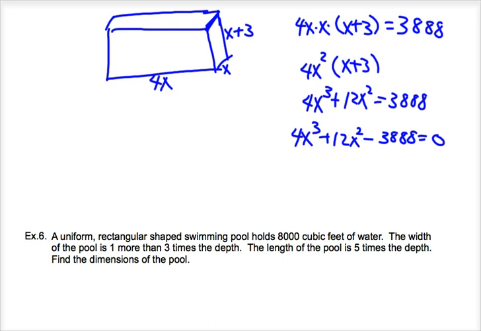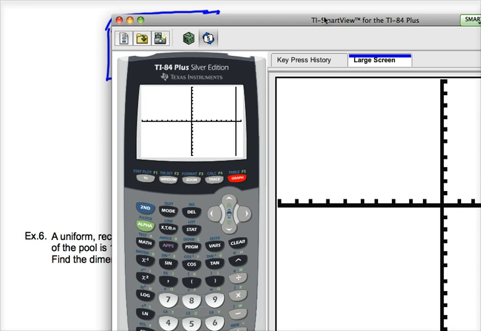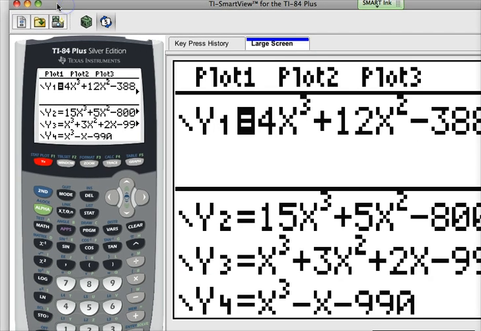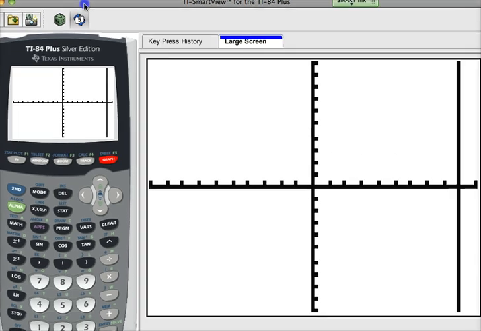How am I going to find that? I'm going to go to my calculator. I'm going to plug it in, because I certainly don't want to list the factors of 3,888 and 4 and get all the possible rational solutions and start trial and error like I did back in my day. I'm going to use the calculator. I'm going to go to y equals. I've got that in the y1. I've got the first one typed in. So I'm going to go ahead and just hit graph and hope that it fits in the graph.